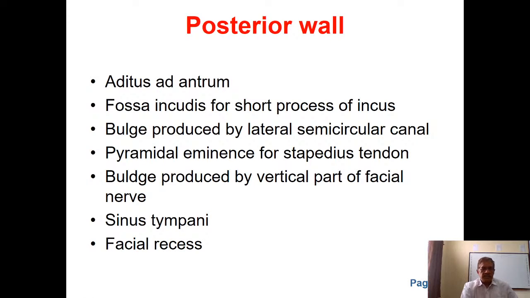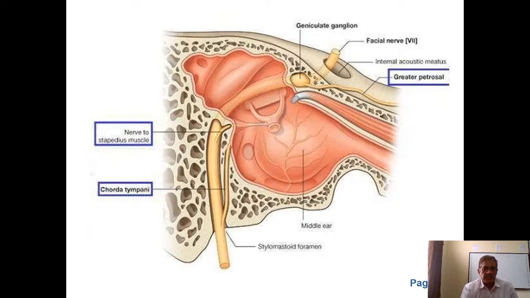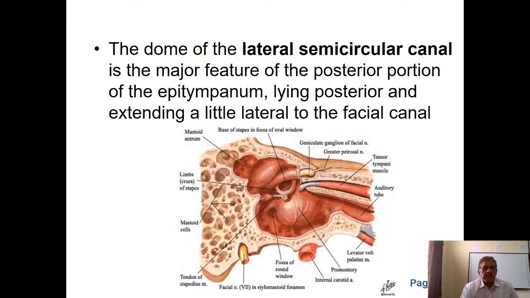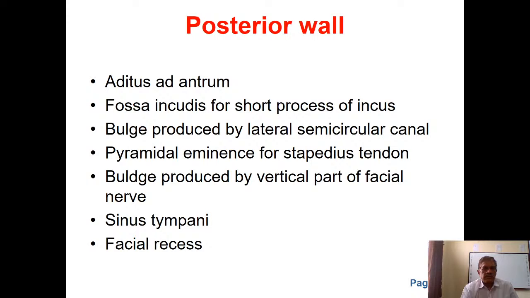And the bulge produced by the vertical part of the facial nerve. See, get this orientation. This is important. The horizontal part of the facial nerve and the vertical part of the facial nerve. And the sinus tympani and facial recess. Get familiar with these names.